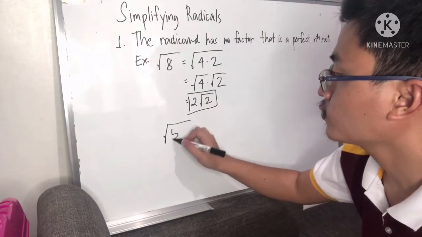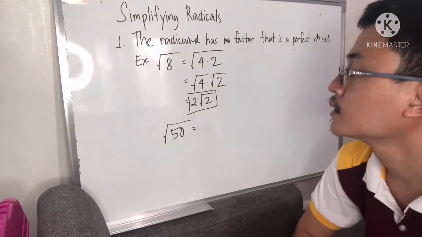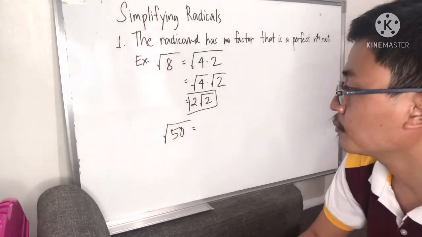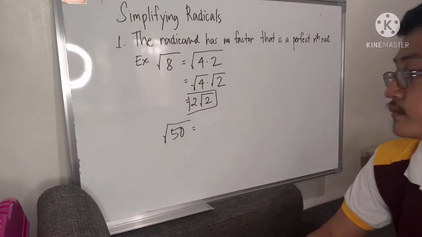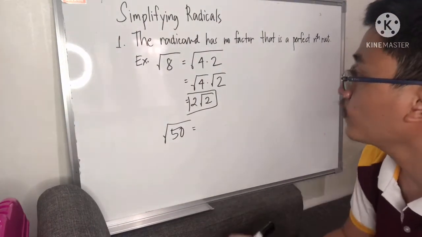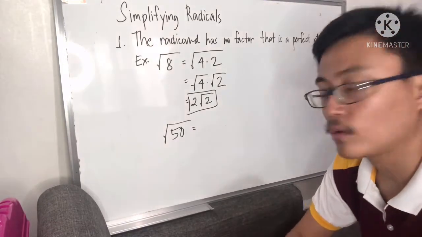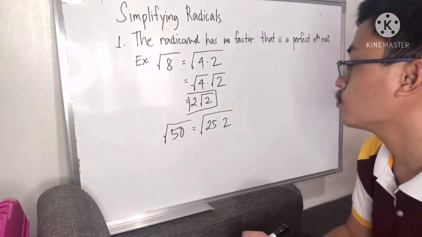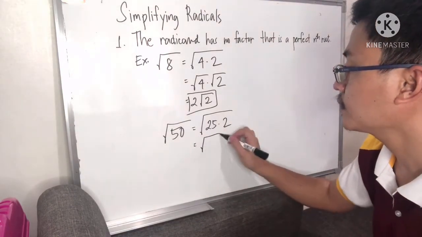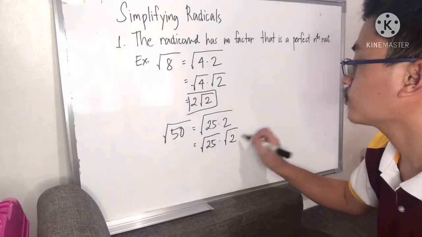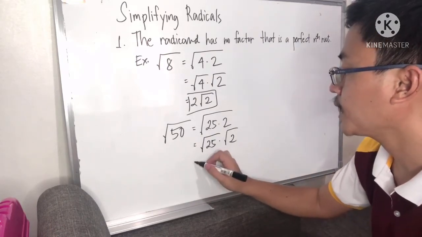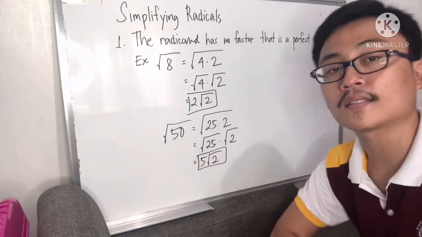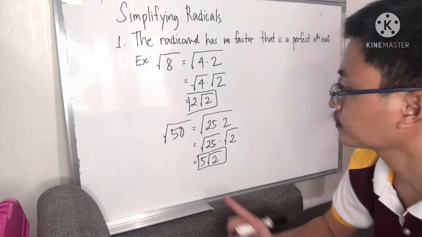Next example, we have the square root of 50. So, again, square root of 50 is not a perfect square number. So, we think of two numbers or two factors in 50 na merong perfect number. So, that is 25 times 2. Then, we just separate square root of 25 times square root of 2. Square root of 25, alam naman natin, that is 5. Then, rewrite square root of 2. So, the answer is 5 square root of 2.